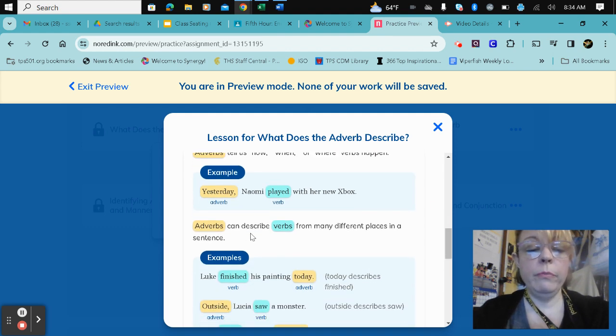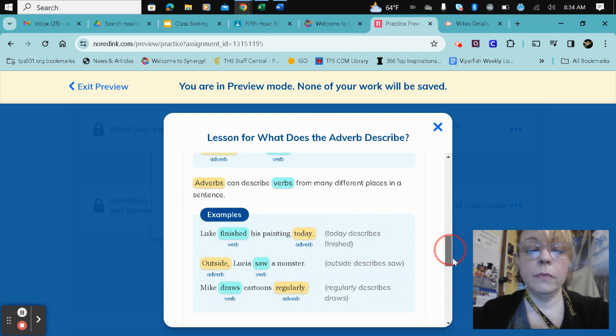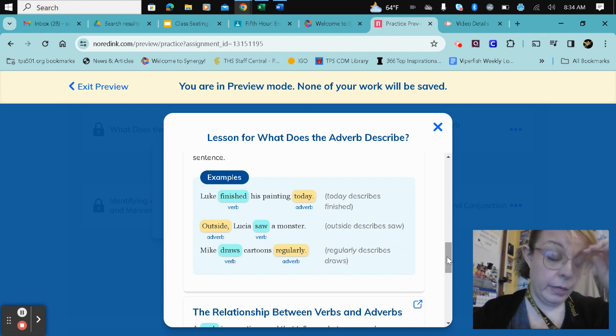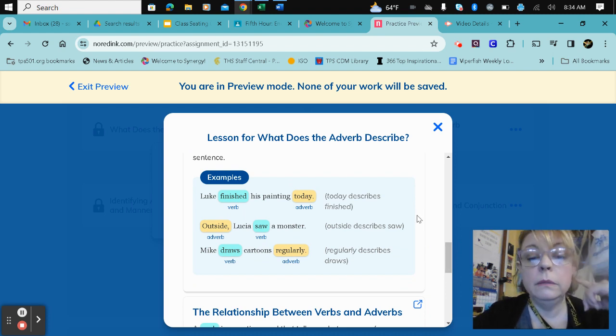Adverbs can describe verbs from many different places in a sentence. So adverbs can probably go almost anywhere. Luke finished his painting today. So it's telling when he finished, modifying the verb. Outside, Lucia saw a monster. Well, she saw it outside. Mike draws cartoons regularly. So he draws regularly. Okay.